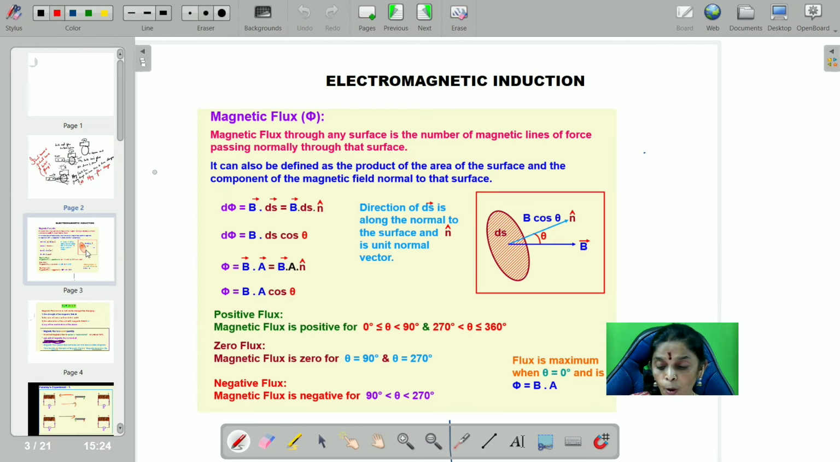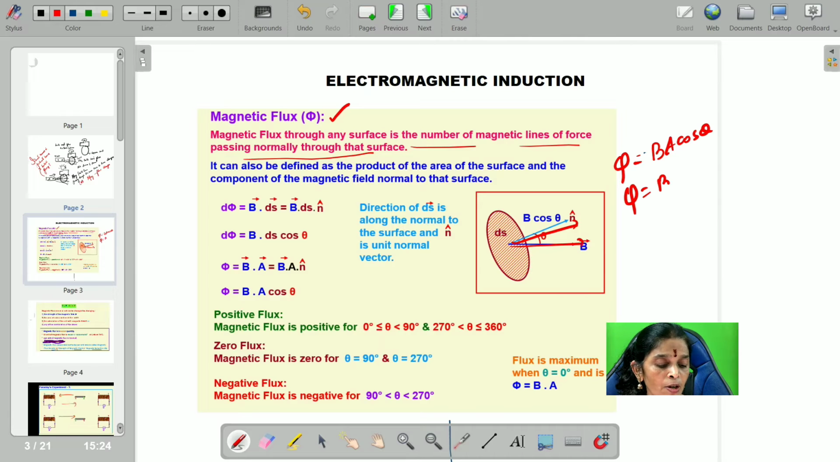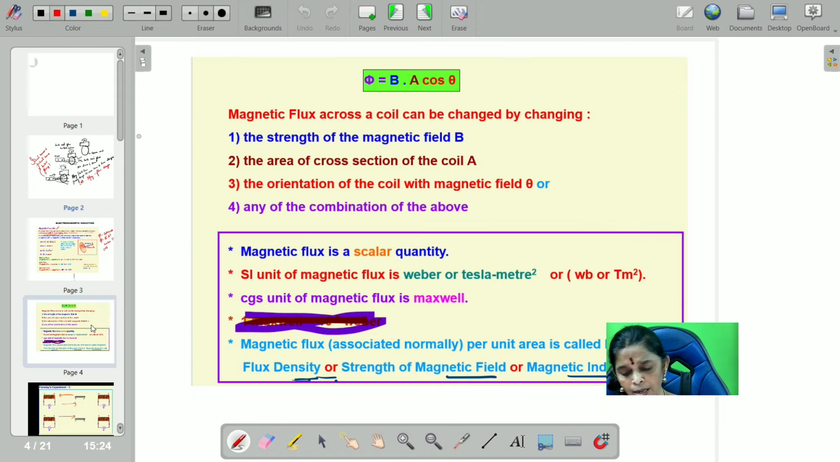Now, I have already told you about magnetic flux. Magnetic flux through a surface is the number of magnetic field lines of force passing normally through it, through a closed area, normal to this area. Magnetic flux is a scalar quantity like the electric flux. Flux phi is equal to BA cos theta, or you can write it as B dot A. SI unit of magnetic flux is Weber, simply written as Wb. Or you can write it as Tesla meter square. That you don't need to know; we will always use Weber only.